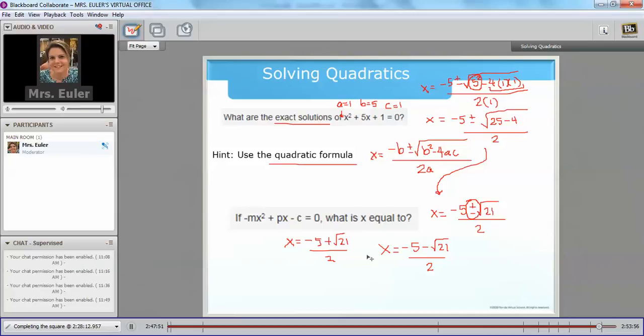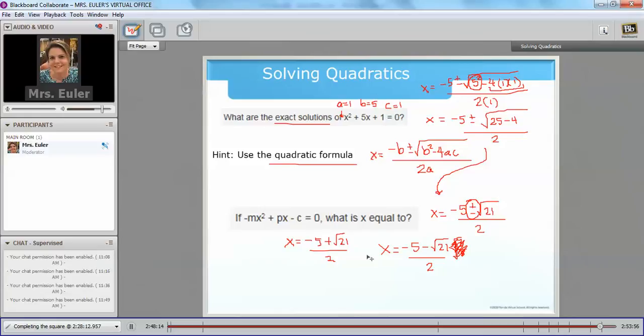This is exact because the square root of 21 cannot be simplified. If we tried breaking down 21, it would break down into 3 times 7. But we cannot take the square root of 3, nor can we take the square root of 7 to get a whole number. So that doesn't help us. We don't worry about doing that. We leave our answer just the way it's written.